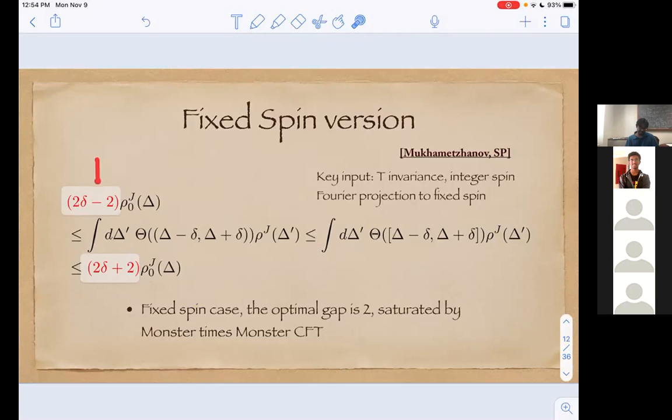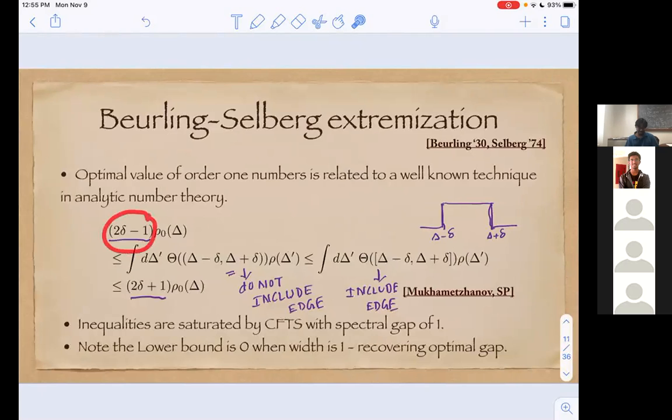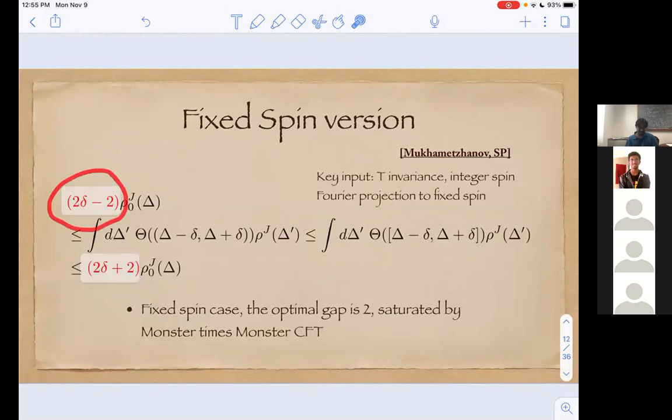So you can see here that this optimal order one number changed. Earlier it was 2 delta minus 1, but now it has become 2 delta minus 2. And this is expected because if you take monster times monster, you will see that the optimal gap is 2, because if you want to keep spins fixed, then you have to increase the left conformal weight and the right conformal weight both by 1. So that means your scaling dimension increased by 2. So this value immediately tells you that the optimal gap is 2 for the fixed spin case.